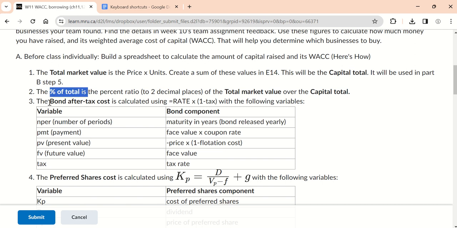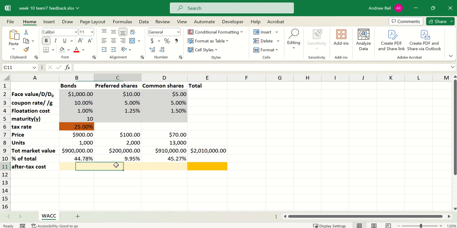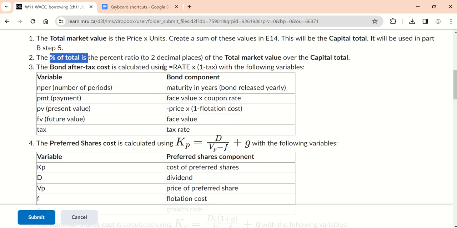Now I'm going to figure out the after-tax cost for bonds. I know it just says after-tax cost, but there's only tax, or tax break, for bonds. The other ones don't have tax. So we're going to be using the rate formula, and after we figure out the rate, we're going to multiply it by 1 minus the tax, how much we're paying after the tax is taken out.